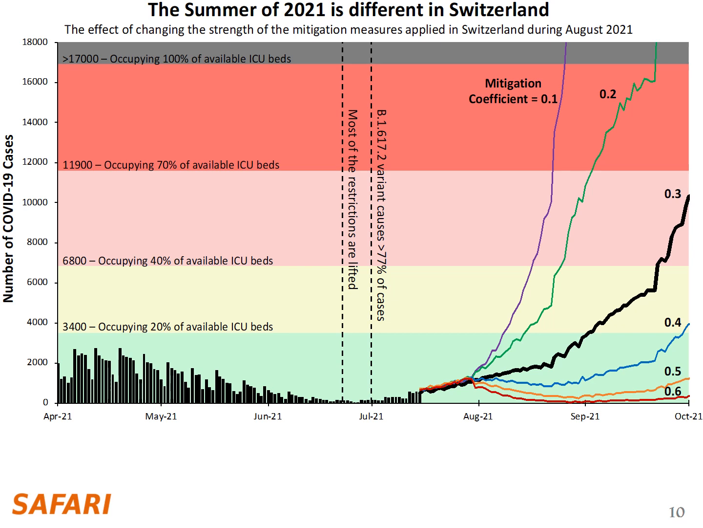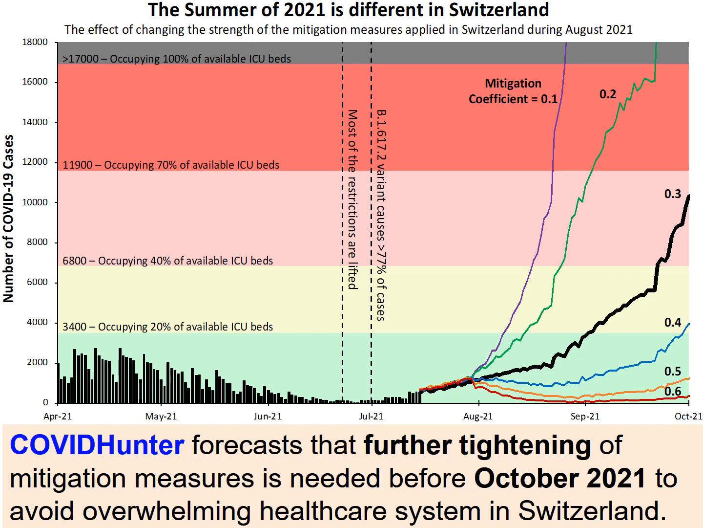And this is the new experiment we did using COVIDHunter 2. And we can see that before we had the Delta variant around July 2021, the number of cases was decreasing. However, after July, the numbers start to increase dramatically, and COVIDHunter forecasts that further tightening of mitigation measures is really needed before October 2021 to avoid overwhelming the healthcare system in Switzerland.